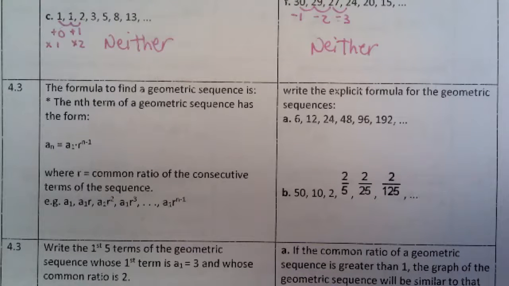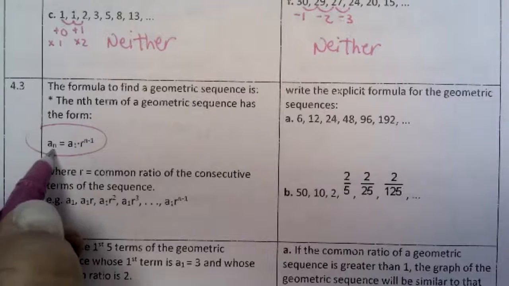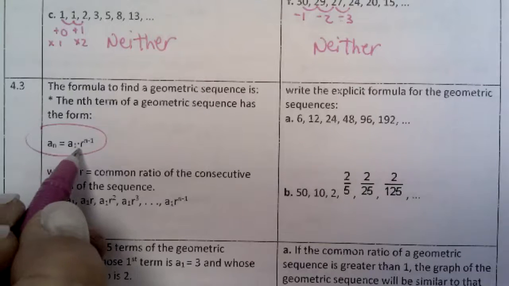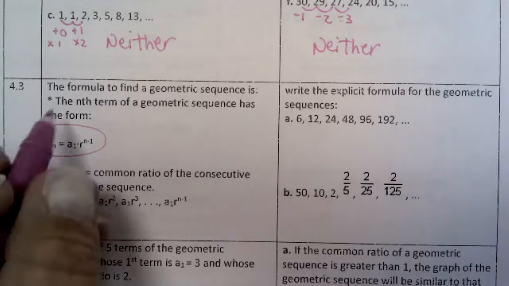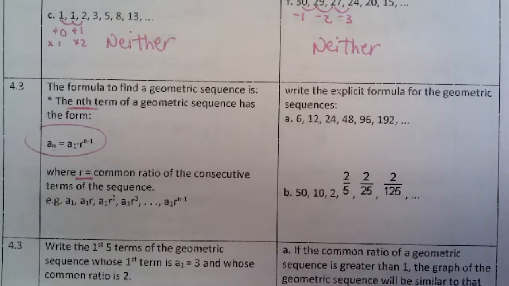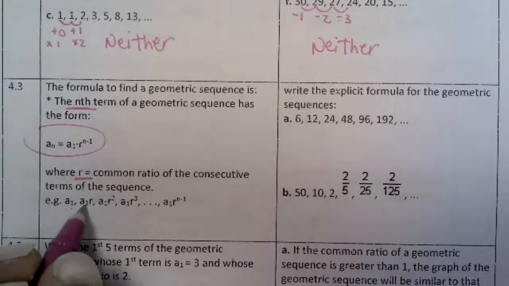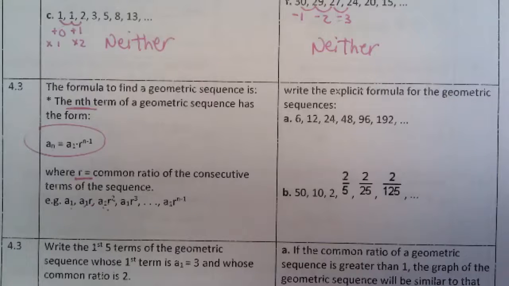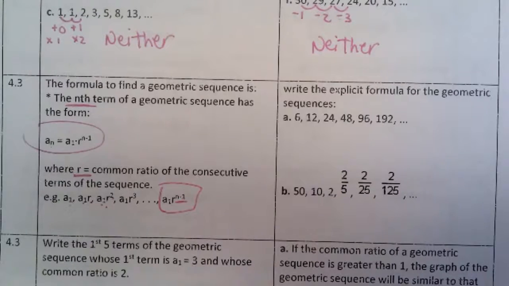The formula to find a geometric sequence is this right here. A sub n equals A sub 1 times R, which is our common ratio, to the n minus 1, where n is the term and R is our common ratio. And then this is just an example of the sequences. So you get A sub 1 times R, A sub 1 times R squared. Okay, so that's what it winds up being. So that's why the formula is times that n minus 1.